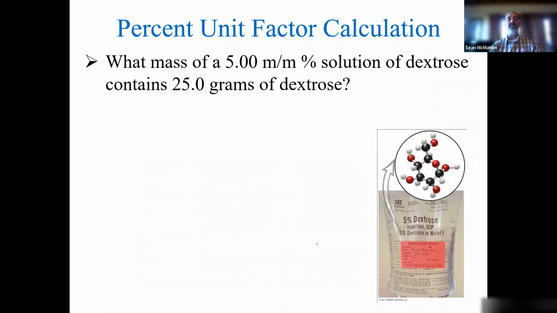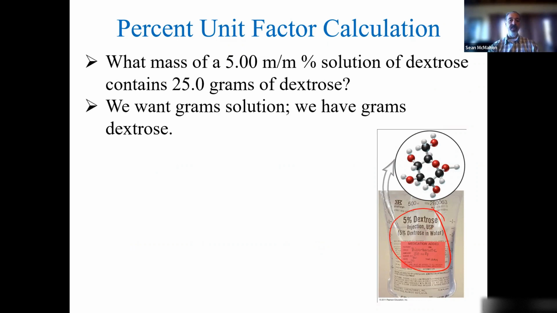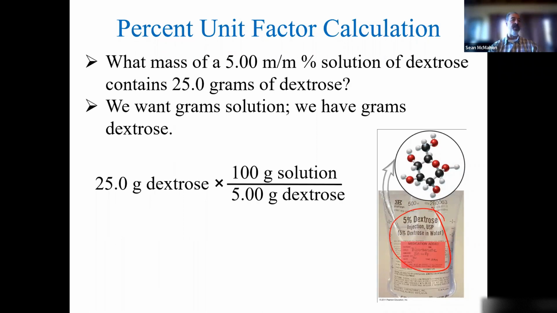So what mass of a 5% solution of dextrose, which is basically glucose, contains 25 grams? Oh, look, I even got a picture of an IV. Excellent. Look at that. So you want 25 grams of dextrose. How do I do that? Well, there's 5 grams per 100 grams of solution. So I need 500 grams of IV, basically. That's what I need.